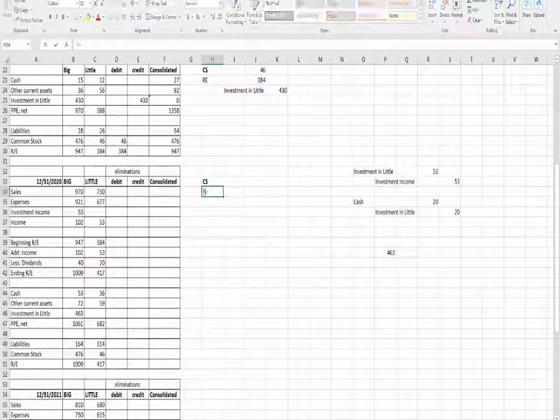Again, we're going to have to eliminate the beginning of year owner's equity accounts against our investment in Little. And just as it was the date of acquisition, beginning of year owner's equity, we have common stock 46. Common stumbling block, we're going to eliminate beginning of year retained earnings.